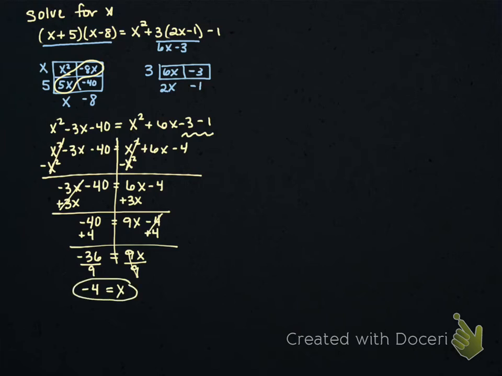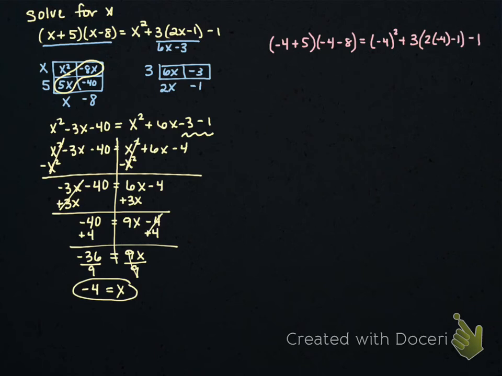However, we always want to double check that we did get the correct answer by plugging our answer back into the original equation. So everywhere you see x, we will put a negative 4. So we have negative 4 plus 5 times negative 4 minus 8 equal to negative 4 squared plus 3 times 2 times negative 4 minus 1 minus 1.